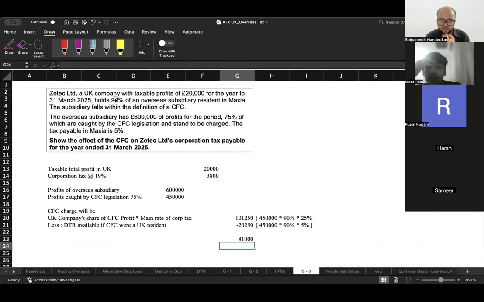Zetec, a UK company with taxable profits of 20,000 for the year to 31st of March 2025, holds 90% of an overseas subsidiary resident in Maxia. The subsidiary falls within the definition of a CFC. मतलब आपको प्रूव नहीं करना है कि CFC है कि नहीं, दे दिया है. Overseas subsidiary has 6 lakh pounds of profit for the period, 75% of which are caught by the CFC legislation. So 6 lakhs में से 75%, that is only 4,50,000 is caught by the CFC legislation.